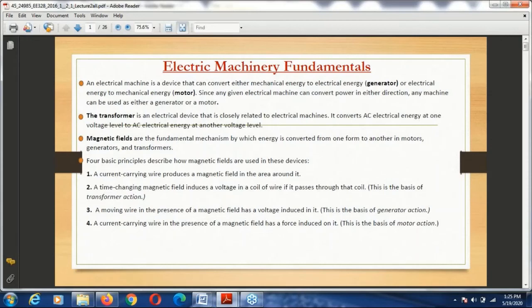So before my time elapses, let me quickly give you an assignment for today. You are going to give me number one assignment. You are going to state Faraday's law.